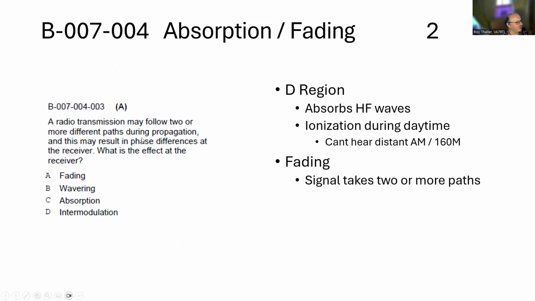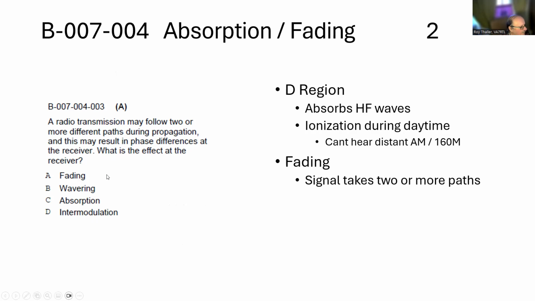A radio transmission may follow two or more different paths during propagation, and this may result in a phase difference at the receiver. What is the effect at the receiver? So with these skips and hops and skywaves and other forms of propagation, they may follow different paths, but eventually get to your receiver at nearly the same time. But they will be out of phase with each other, so that's known as fading.